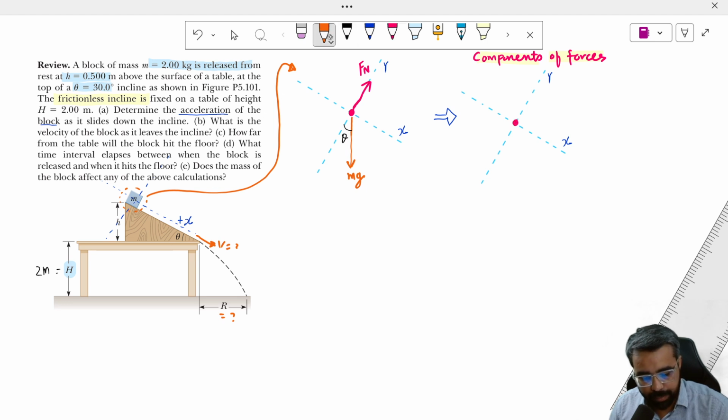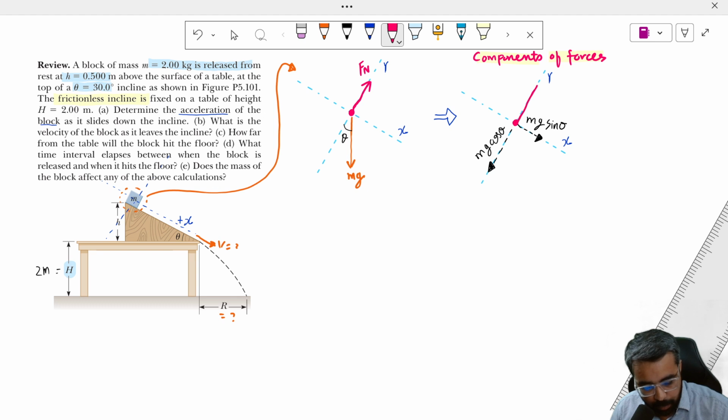So in the next diagram, I'm going to break down a vector into its components. For example, when I break down mg into its components, the component adjacent to theta will be mg cos theta, and this component that is in the direction of acceleration actually is mg sin theta. That's why I'm going to erase this weight, because I have already broken it down into its components. So this mg cos theta is equal to the normal force exerted on this block.